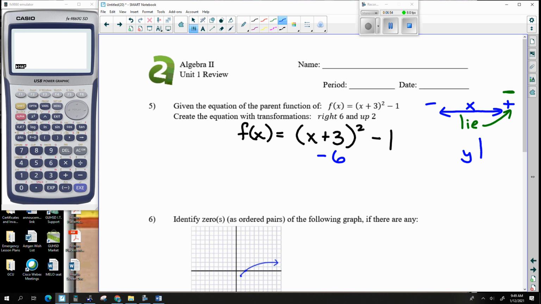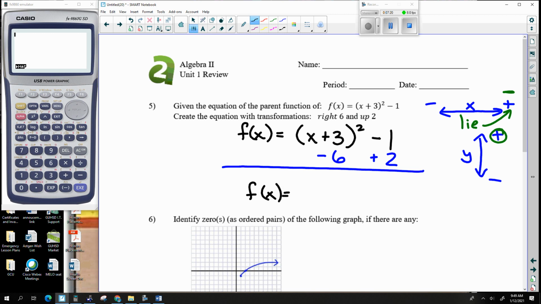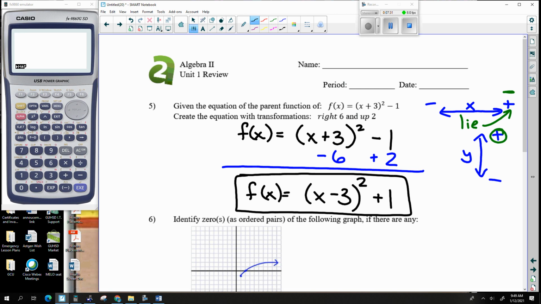So again, a y, plus minus, is exactly what it is. If you want to move it up, that would be a plus. If you want to move it down, it would be a minus. So here we go. I'm moving it to the right 6 and up 2. So that updates our function here. This is going to be x minus 3, so 3 minus 6, and then this would be plus 1. So I took that given function and I moved it right 6 and up 2.